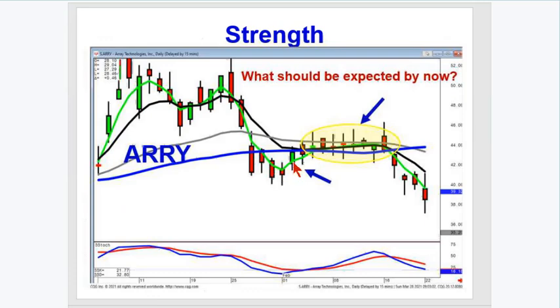So anytime I see something like this, even though I have a buy, what should we be expecting from that buy? That we're in an uptrend. After 4 or 5 days, they're not moving. That's telling you the bulls aren't there. Close out the position and go find something better.